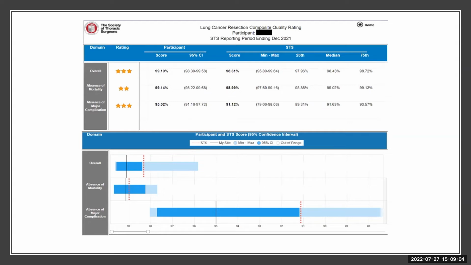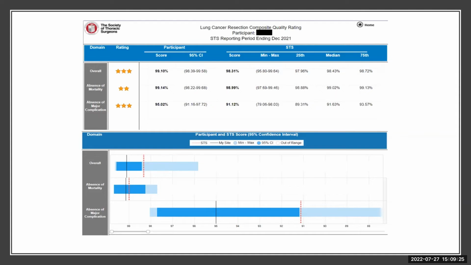for the participant's overall score, so that top line here, they received 99.10%. And if you look over, their interval is 98.39 to 99.58%.